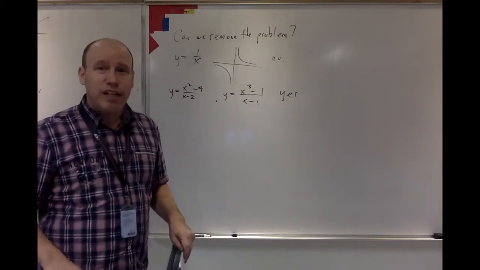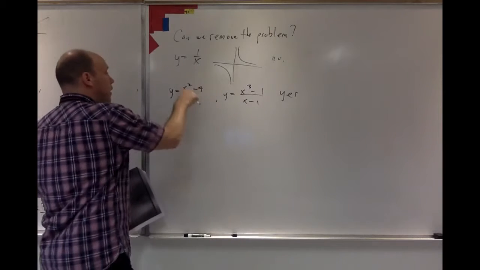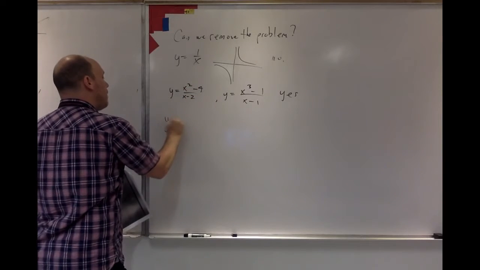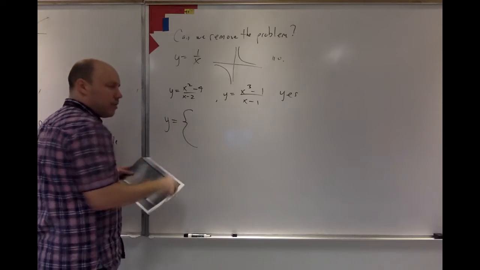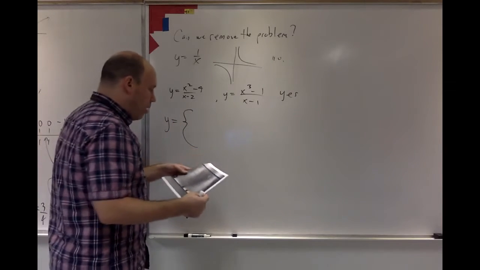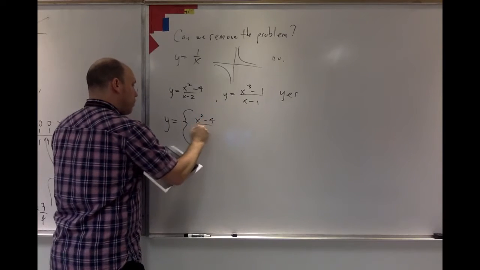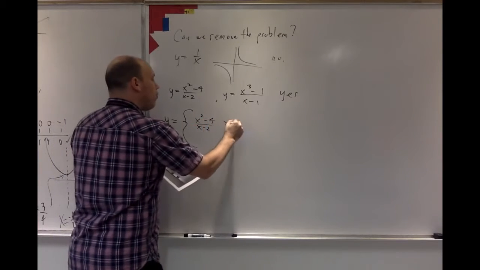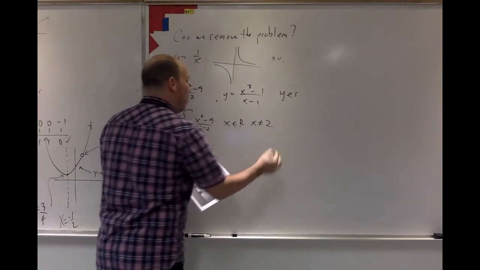Well, we're going to redefine the function so that it uses all the real numbers. So let's take this first one. We're going to say that y is equal to, big brackets. Now, you might use f of x. It's fine. It doesn't really matter. x squared minus 4 over x minus 2 for all reals x, as long as x is not 2.